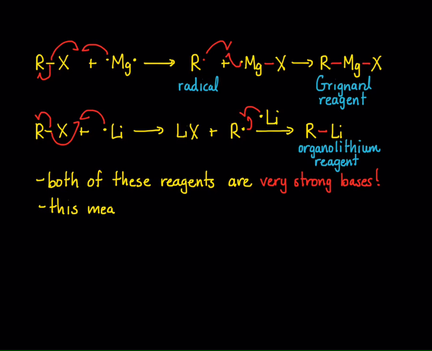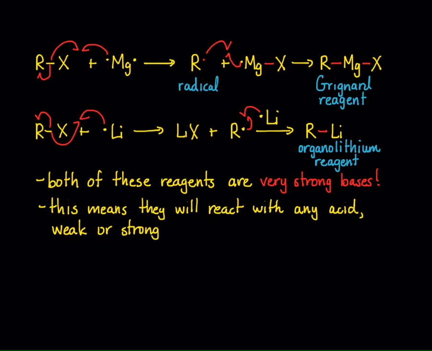But this means that these organometallic reagents will react with pretty much any acid, weak or strong. What kind of acids have we looked at so far? Well, we know that water is an acid. It's a weak acid, but it's acidic nonetheless. So these organometallic reagents will react with water. They'll react with alcohols. They'll react with amines, right? And so we don't want to use water or alcohols or amines as solvents unless we actually want them to react, right?